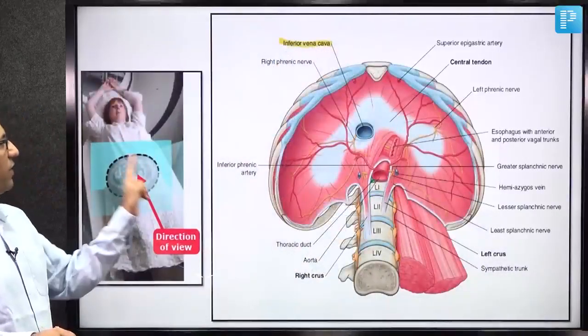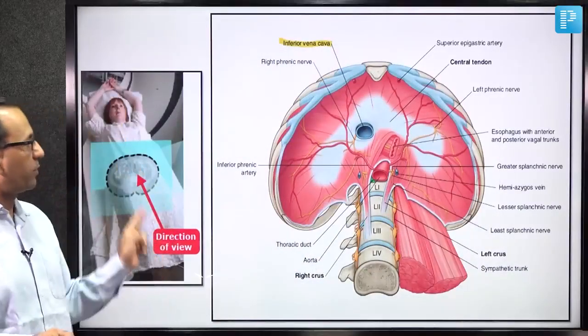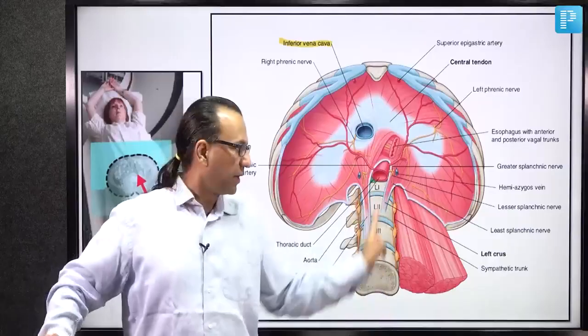Now again, we are looking at the inferior view of the diaphragm. You are in the abdomen region, looking towards the thorax region, and you can find lumbar vertebrae 1 to 3.